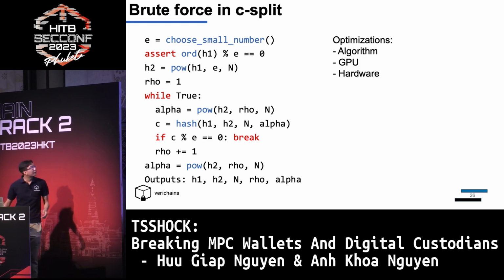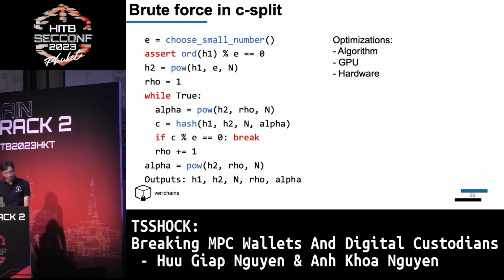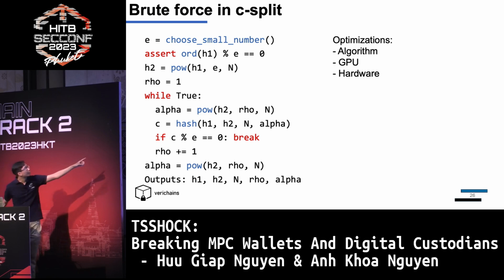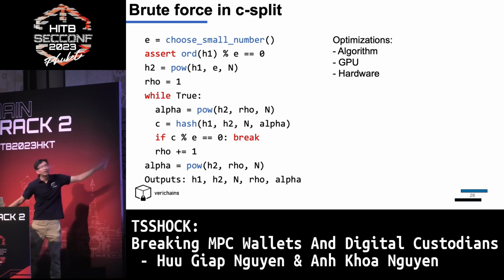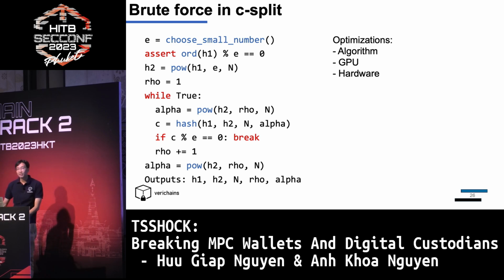But if you want to brute force this, there are some things that you need to consider: that modular exponentiation right there is actually an expensive operation. So you have to modify this algorithm if you want to make this faster. You may use GPU to hash this.